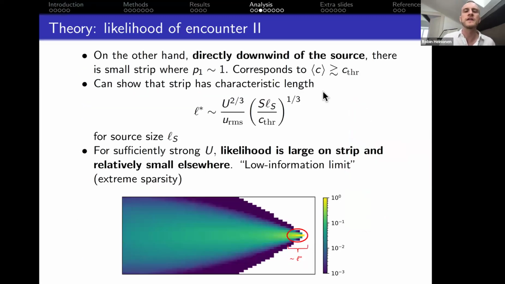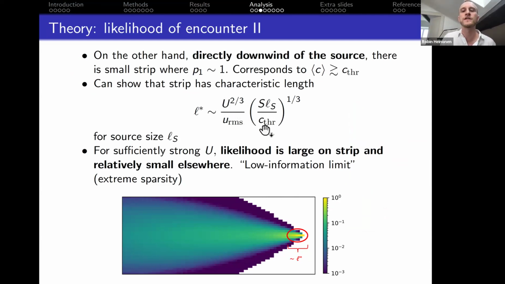However, this doesn't work when you're very close to the source, so we did some other analysis. Directly downward where the source is, there is a small region, essentially 1, corresponding to the region where the typical concentration exceeds the threshold. And then we can show that that strip has a characteristic length, which we call L star.